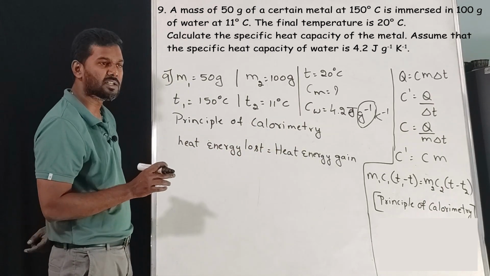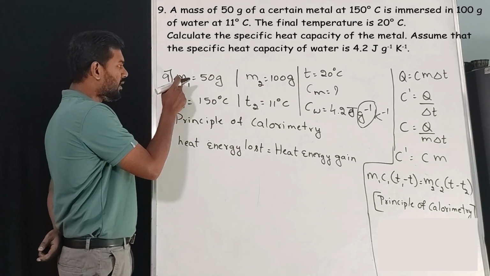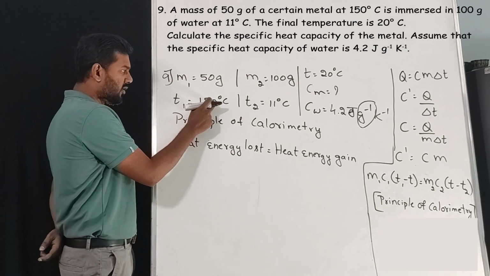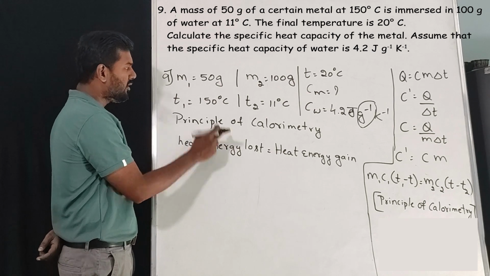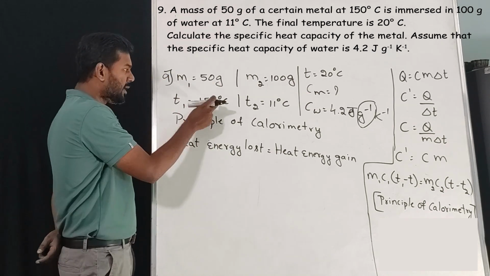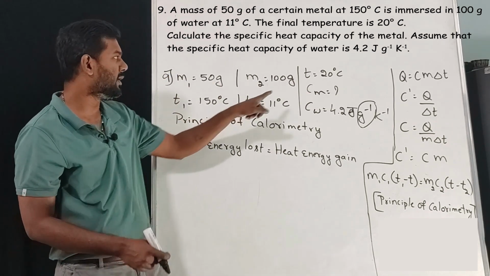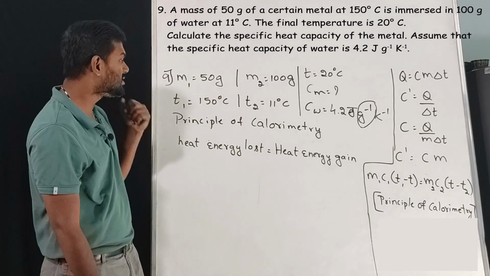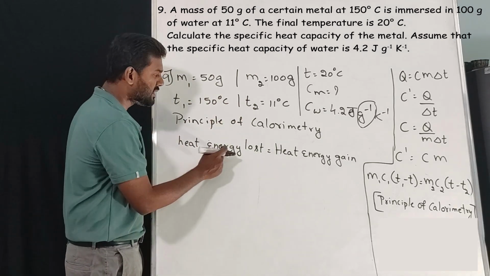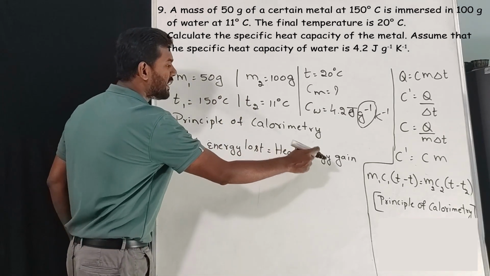Which is losing heat energy here? The temperature of metal, mass 1, is 150, correct? So this is losing, this is immersed in water. The final temperature of the metal is 20 degrees. So which is losing? This one. So heat energy lost will be equal to heat energy gain.